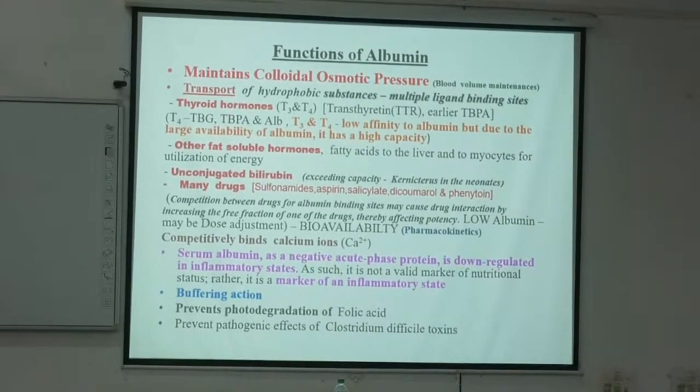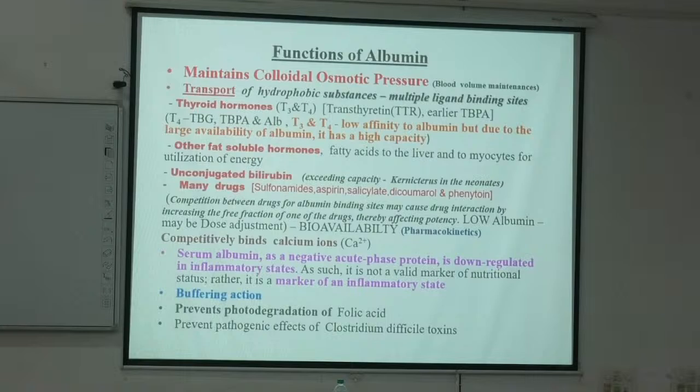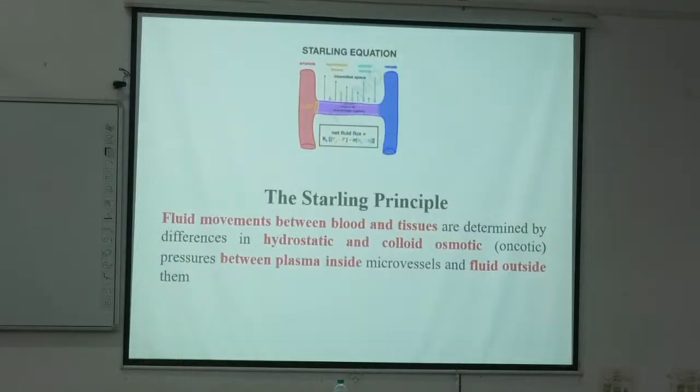It acts as a negative acute phase protein and is down-regulated during inflammatory states. Its buffering action is there. It prevents photodegradation of folic acid. And another important part is Clostridium difficile toxins, which you will read in the microbiology class. So, I am almost coming to the end, but remember this part is very important. I will show you a clinical case right now.